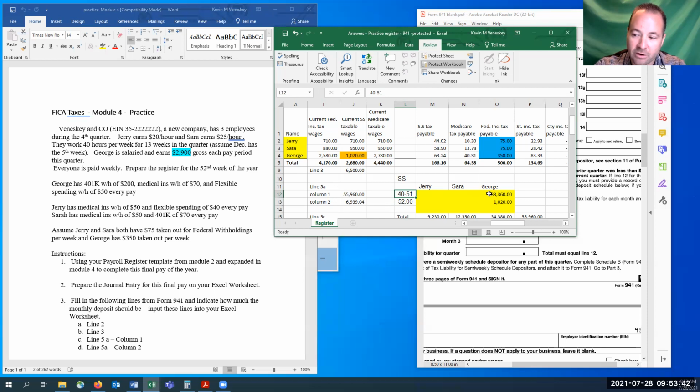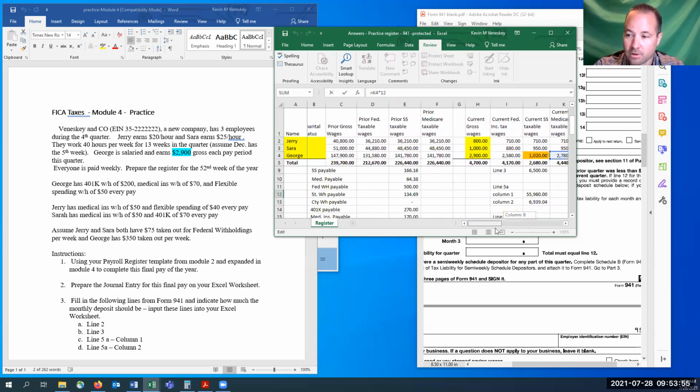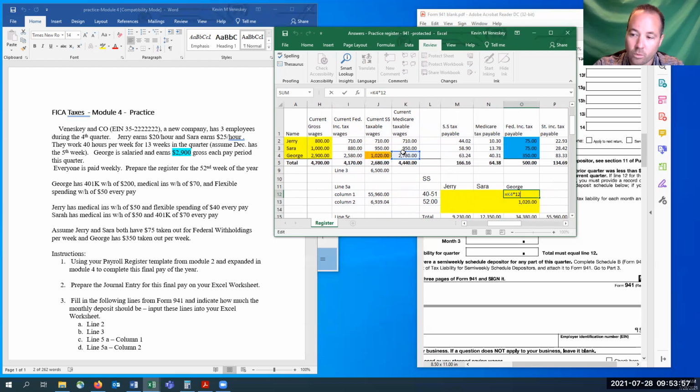So all we need to do is figure out what did George have previously without the cap being an issue, and then what was his current Social Security. So what I did is I simply took K4 on mine. What was George's prior Social Security normal wages? And then just multiplying that by 12 because there are 12 prior weeks in this quarter that he did not hit the cap. And then simply for the last pay, I just took the 1,020. That was his current Social Security.